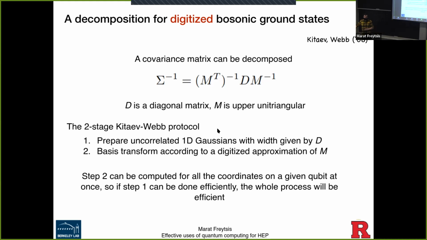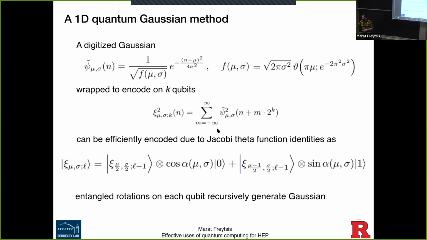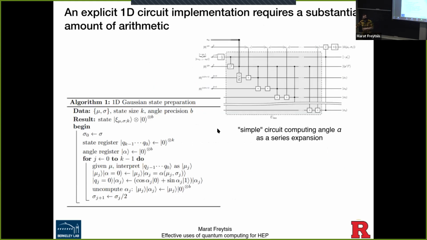It was proven at this time that both of these steps have efficient implementations, in the sense of ones that scale polynomially in the size of your system, but no explicit algorithm for doing this was presented. This is something that we worked out, and we had a paper on this a couple of months ago. I'm going to skip over the details, but the point is that we have algorithms with explicit circuit diagrams.